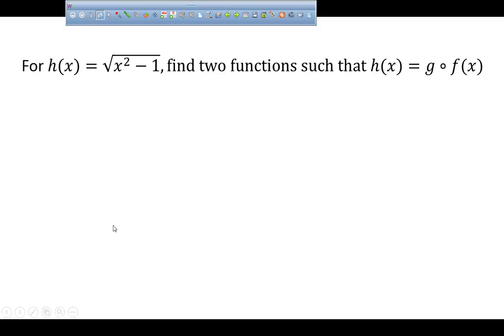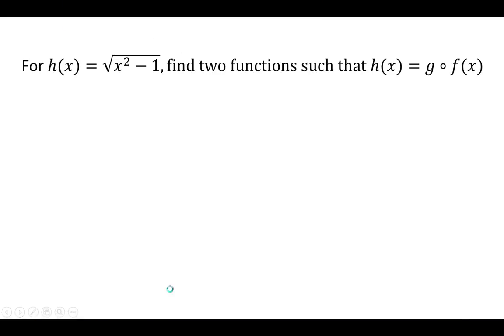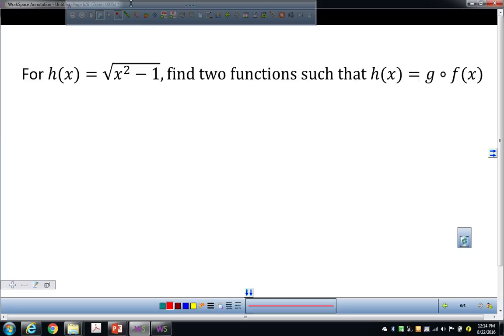So this is going backwards, okay? Where they want you to break this apart. I don't like red. Makes me angry. We're going to change colors. Let's change color. So this is just kind of going backwards. Find two functions, f of x and g of x, such that h of x is equal to g of f of x.